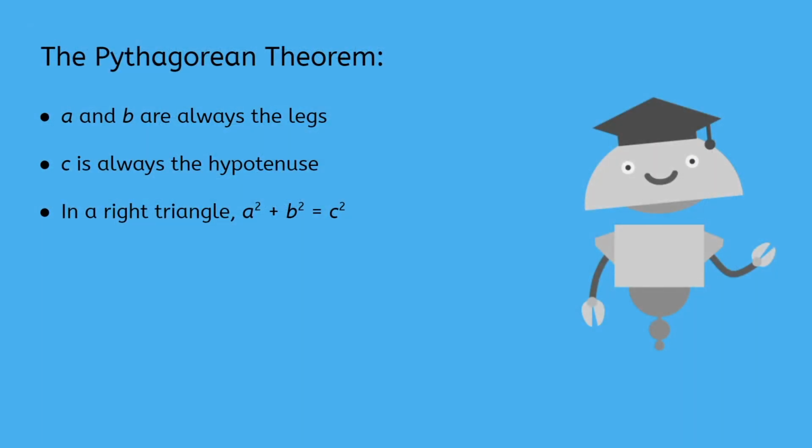Remember, when using the Pythagorean theorem, A and B are always the legs, C is always the hypotenuse. So in a right triangle, we get the equation A squared plus B squared equals C squared. In the next lesson, we're going to use this to review one final piece before we start building up some special values for the sine, cosine, and tangent.